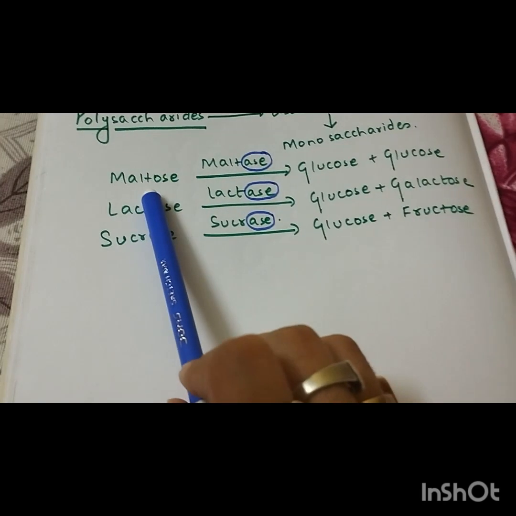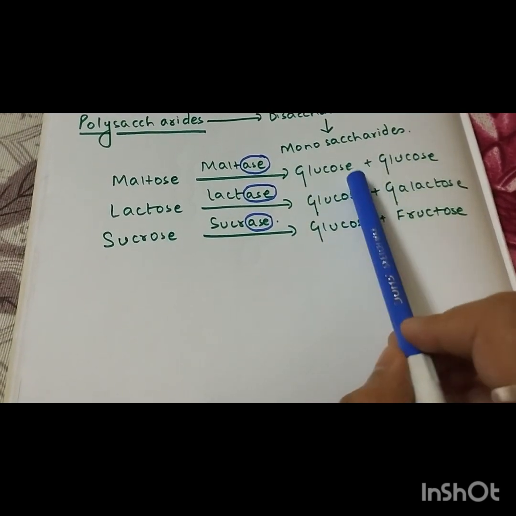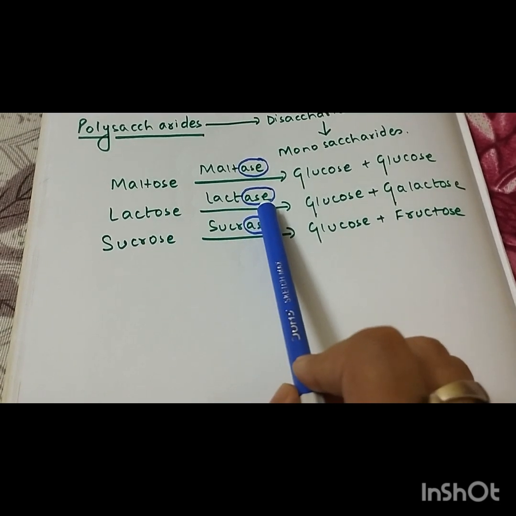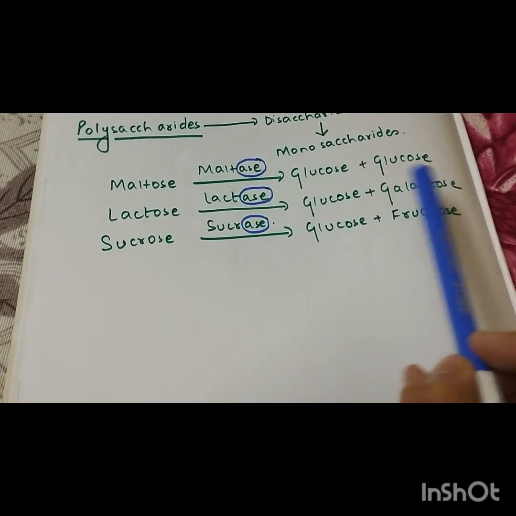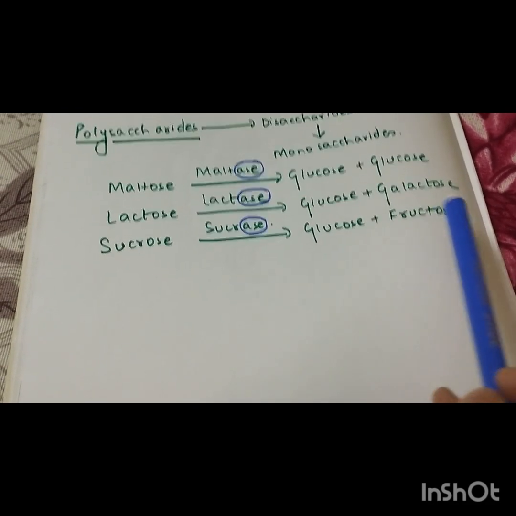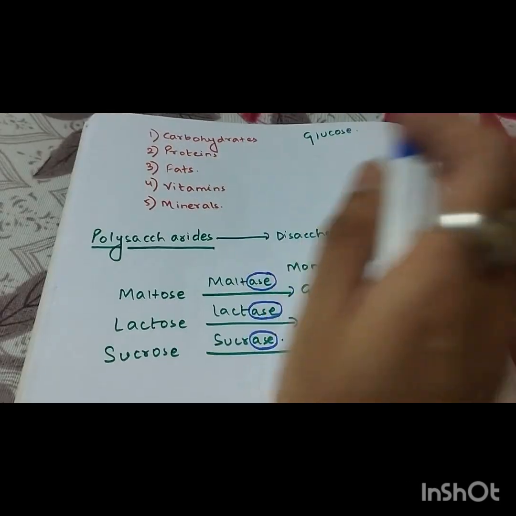So when maltose is being broken down by maltase, we get 2 molecules of glucose, that is glucose plus glucose. Now when lactose is broken down by lactase, we get glucose plus galactose. When sucrose is being broken down by sucrase, we get glucose and fructose. So carbohydrates part is over now. Now we will be dealing with proteins.